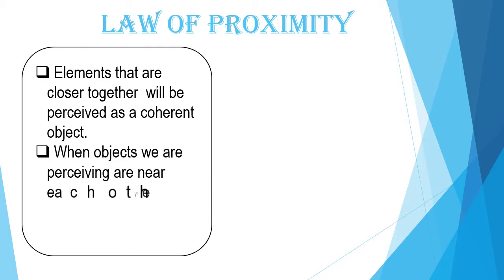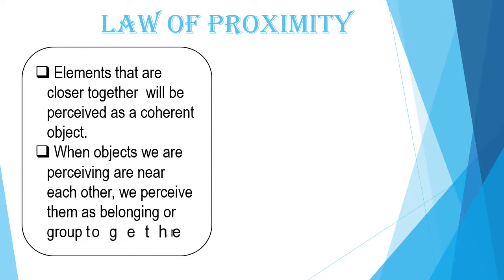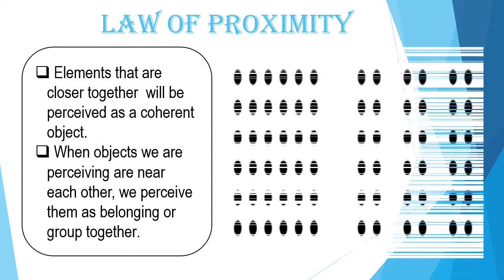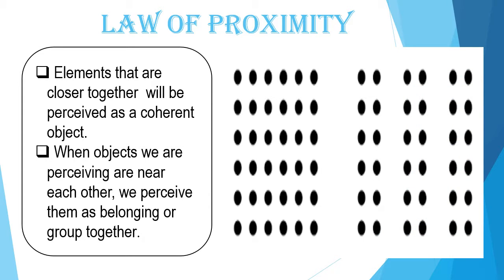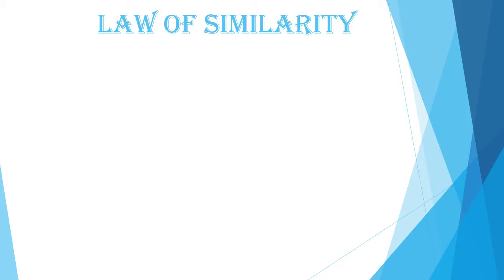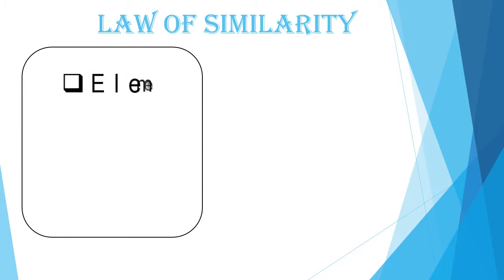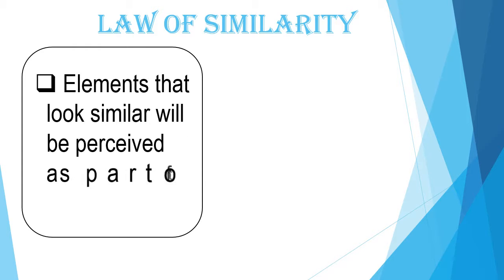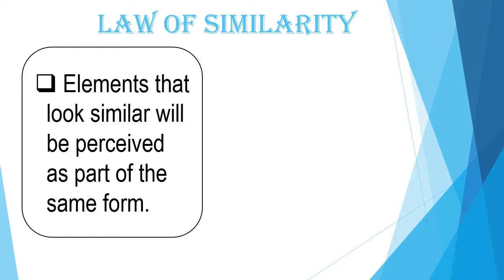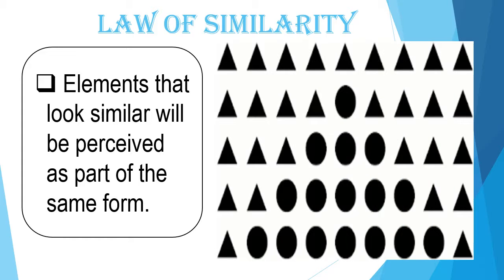When objects we are perceiving are near each other, we perceive them as belonging or grouped together, just like in this picture. Next, law of similarity. Elements that look similar will be perceived as part of the same form, just like in this picture.